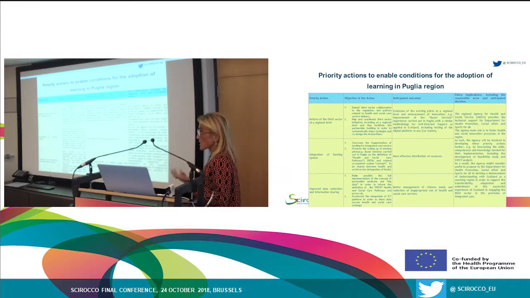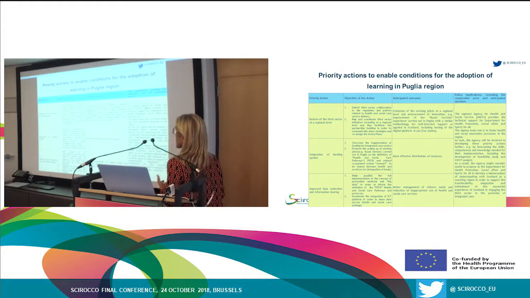A more effective distribution of resources is something that can be done, and we discussed with the social service, and it is possible. Better management of citizen needs, and this was what my boss anticipated before, and reduction of inappropriate use of health and social care services, which would be a lot.